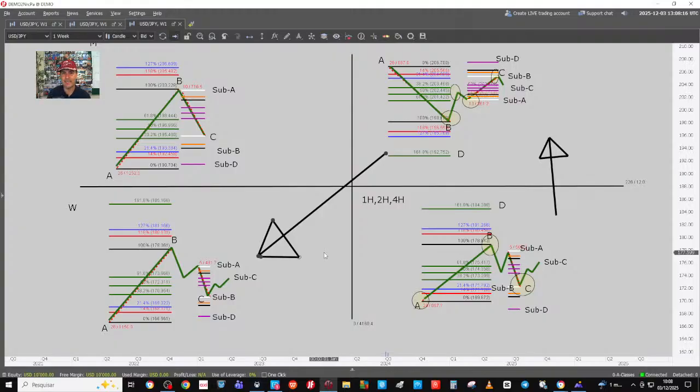Boss, but the weekly doesn't have a confirmed C. Yes, it doesn't have. I agree with you. I'm still asking you the same question. Is the weekly going up or down? How do you see the price action?